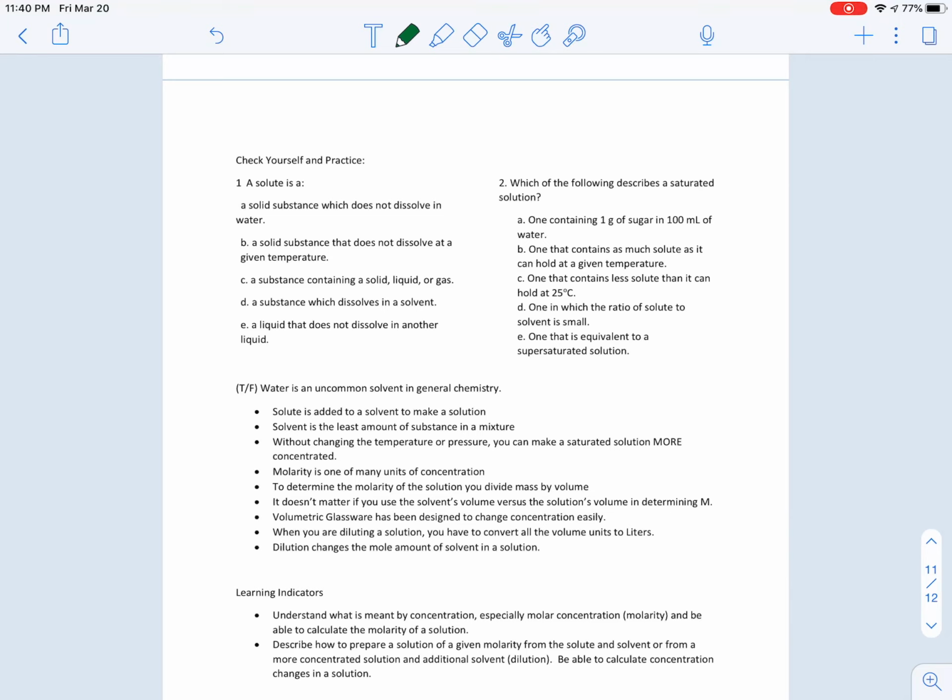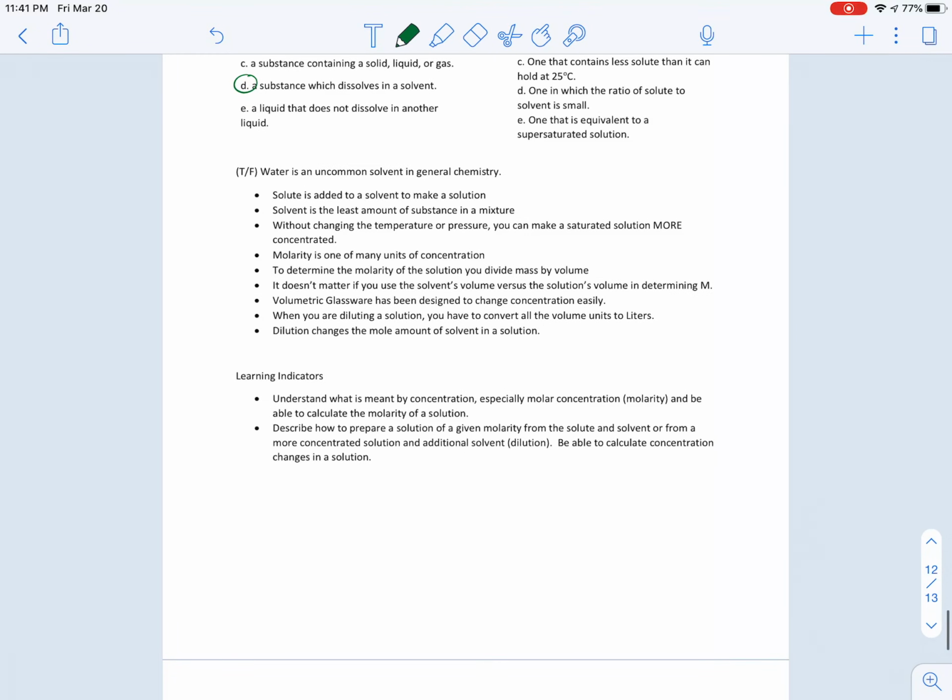All right, so in review, we talked about a solute. You can pause if you want to answer these really quick on your own. A solute is a substance that dissolves in a solvent, which describes a saturated solution: one that can hold as much solute as it can at a given temperature.